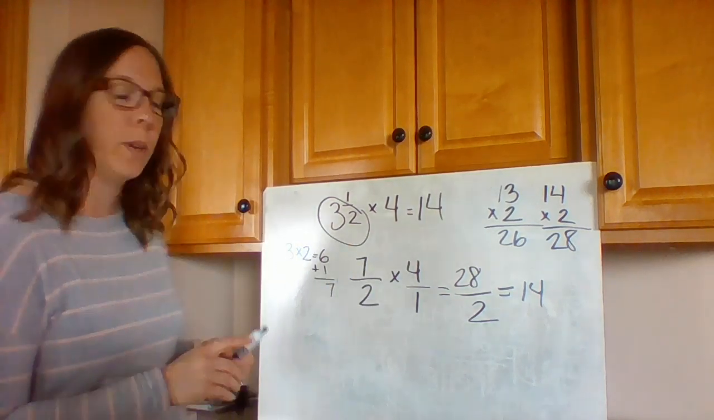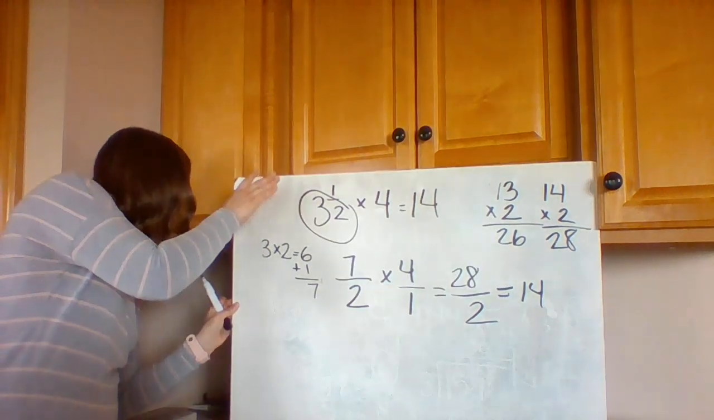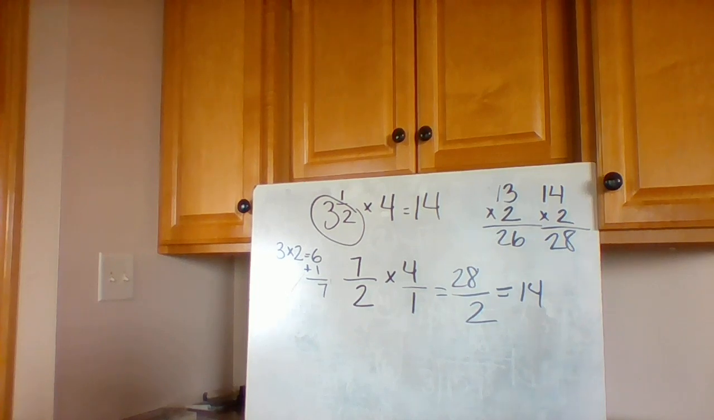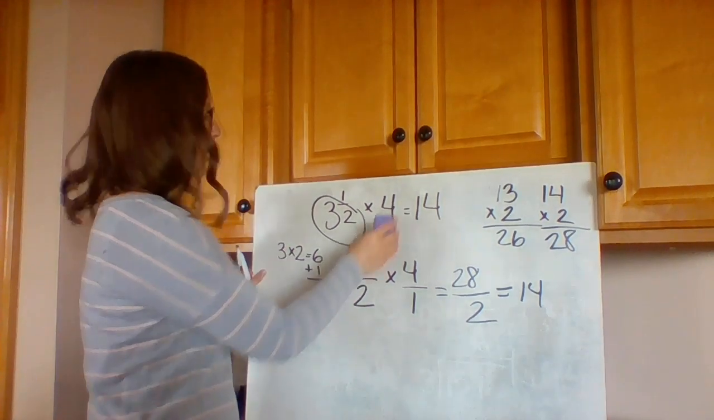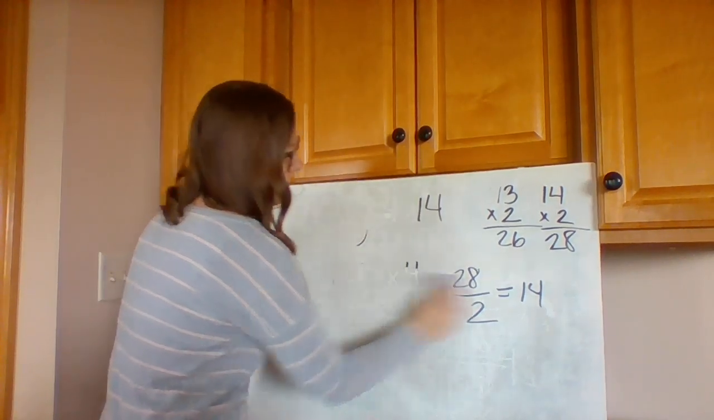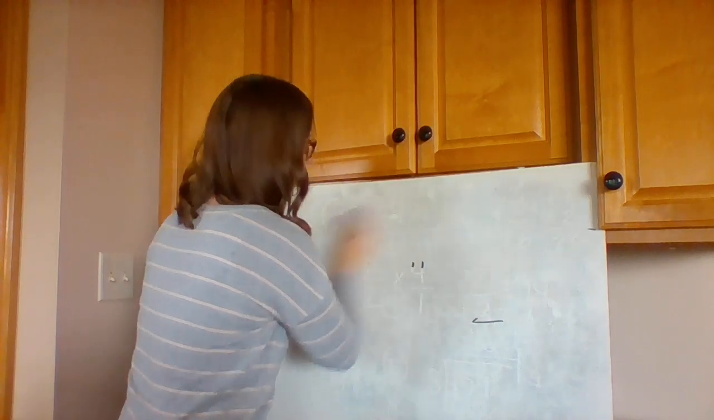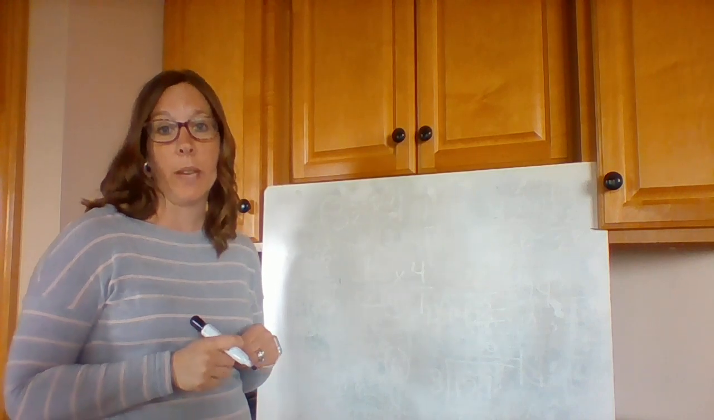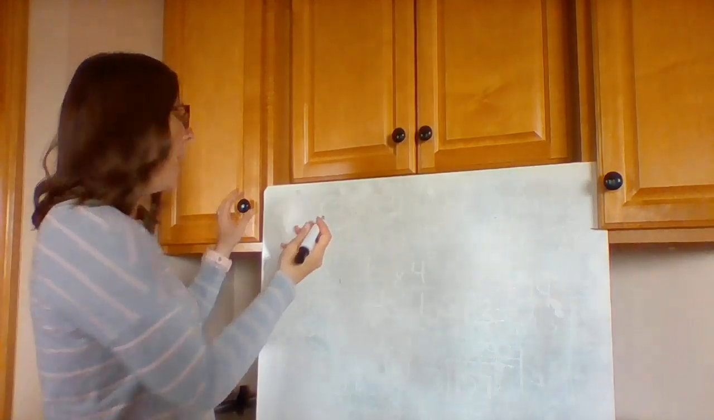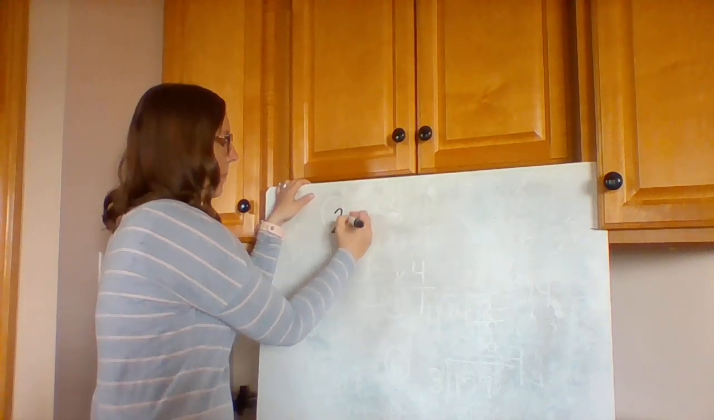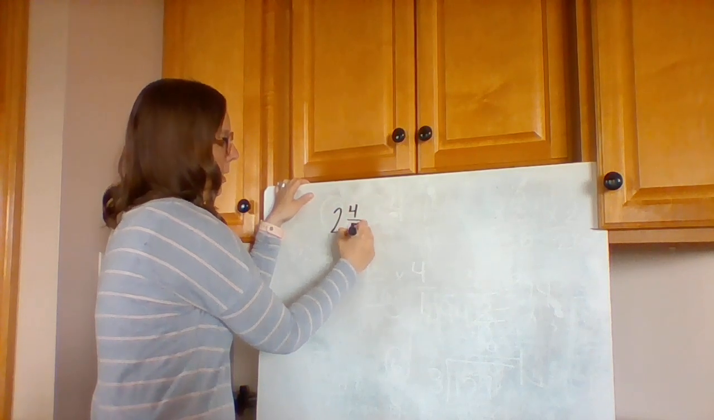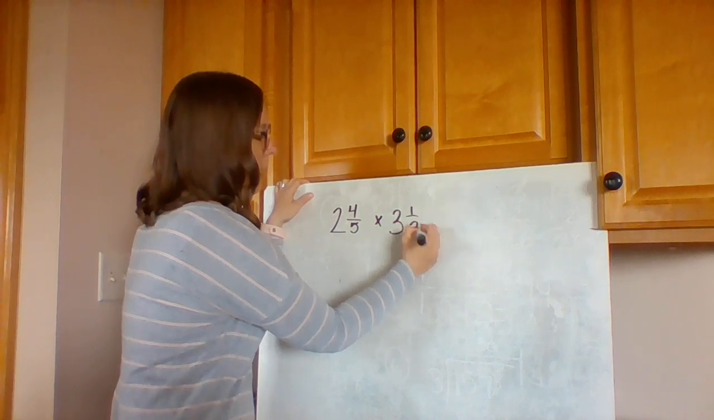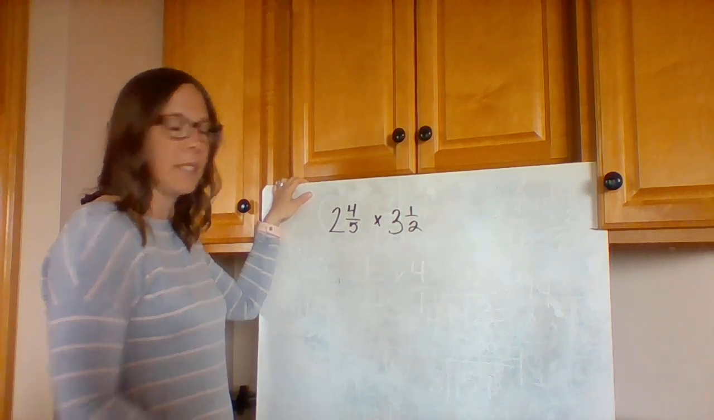All right, let's do another one together. Oh, hold on. Okay, here's my eraser. So this one, we're going to have 2 mixed numbers that we have to put into fractions. So let's do 2 and 4/5 times 3 and 1/2. So 2 and 4/5 times 3 and 1/2.